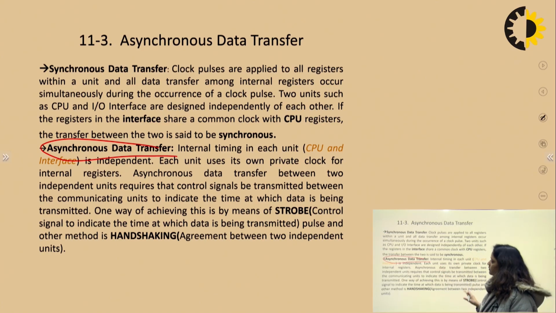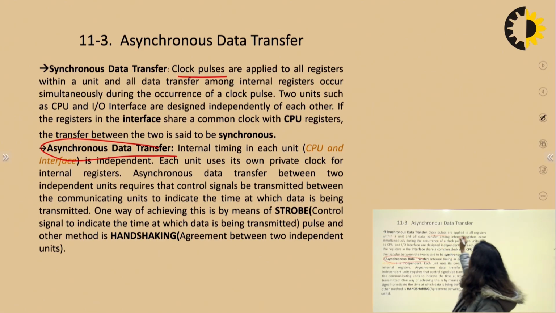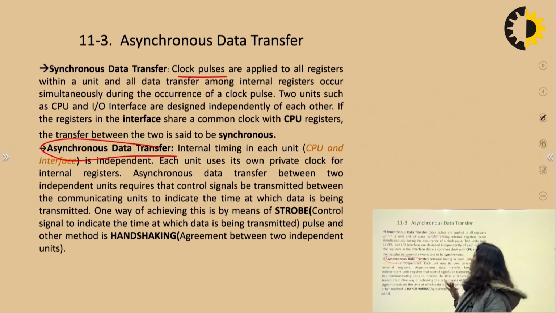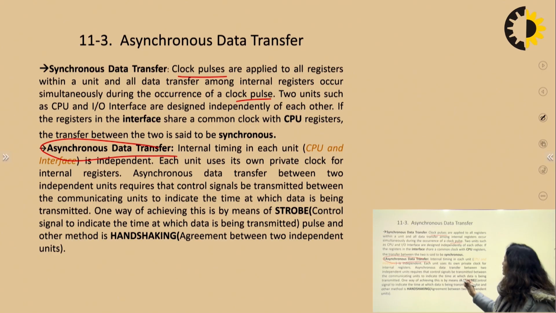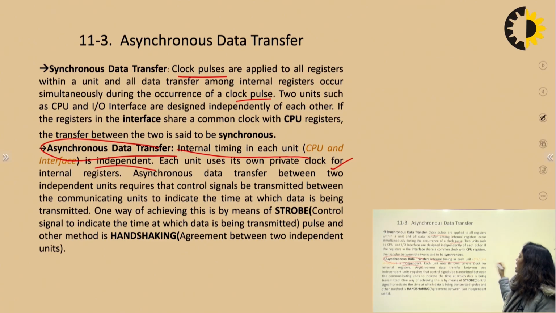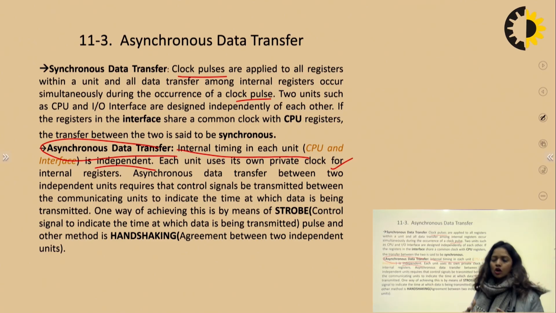In this slide, we will be discussing only the asynchronous data transmission. But what is synchronous transmission? In synchronous transmission, we use clock pulses applied along with the registers and the different units which are connected together, and on the measure of that clock pulse, the data is transferred simultaneously. But in asynchronous data transmission, the internal timing of each unit is totally independent and each unit has its own private clock. We are not using a common clock for data transmission between the two units.